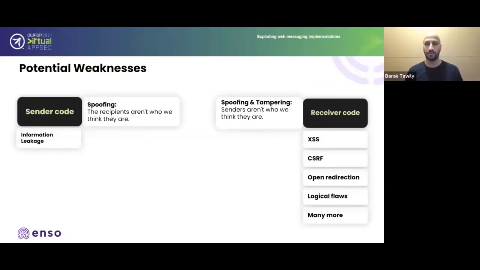On the other hand, we have the receiver code that is actually vulnerable to spoofing as well, because it might receive messages from senders that it didn't mean to receive them from. They might not implement the origin verification properly, or might just skip it and not implement it. Then the attackers will be able to spoof and actually send messages to these receivers.